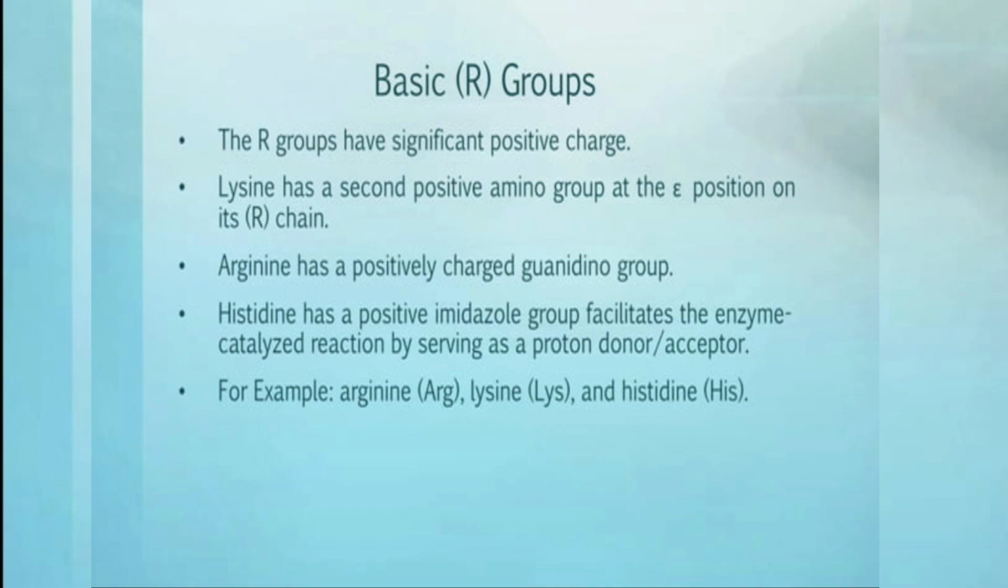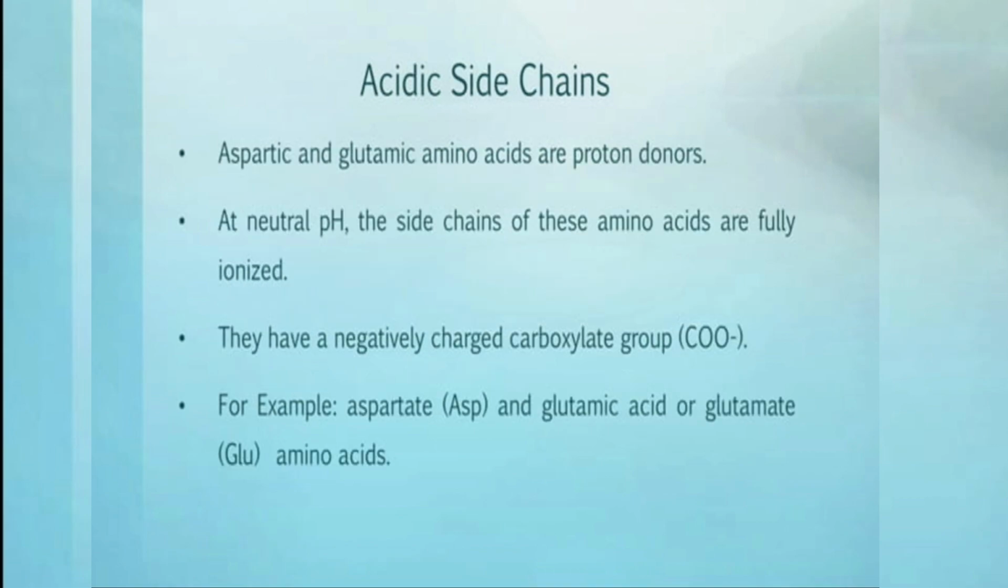Basic R groups. The R groups have a significant positive charge. Lysine has a second positive amino group, arginine has a positively charged guanidino group, and histidine has a positive imidazole group that facilitates enzyme-catalyzed reactions by serving as a proton donor and acceptor. For example, basic R groups: arginine, lysine, and histidine.